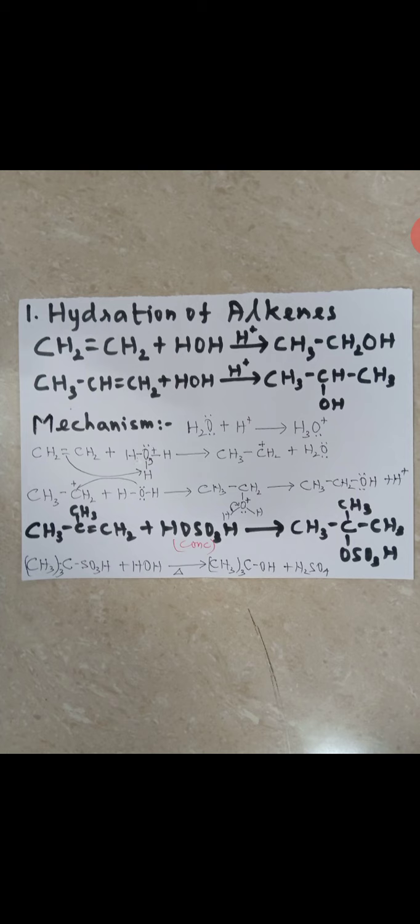The first is ethene reacting with water in the presence of H plus, which we get from sulfuric acid. Second is Markovnikov's addition, the mechanism of which I have given you. And in the next equation, instead of dilute sulfuric acid, I can take concentrated sulfuric acid also and carry out the reaction. So this is your hydration of alkenes.